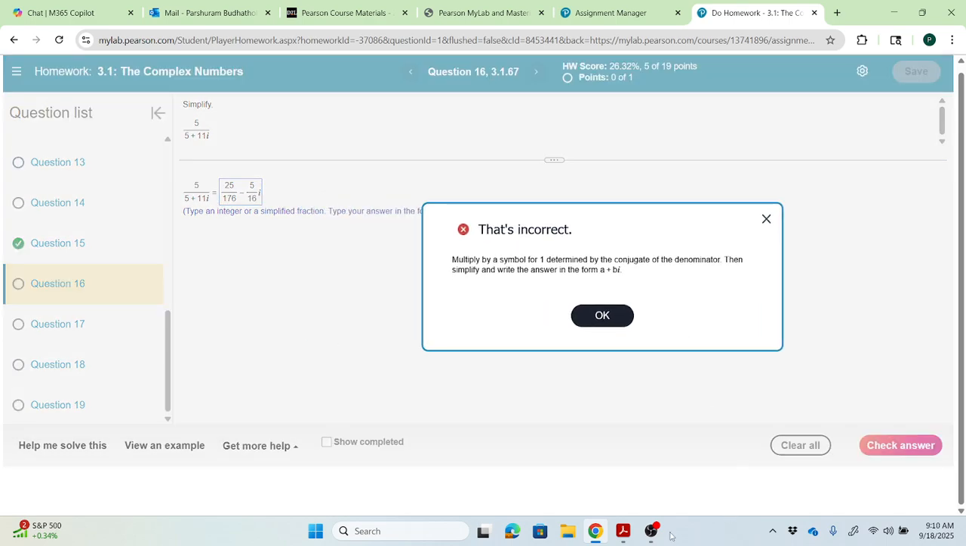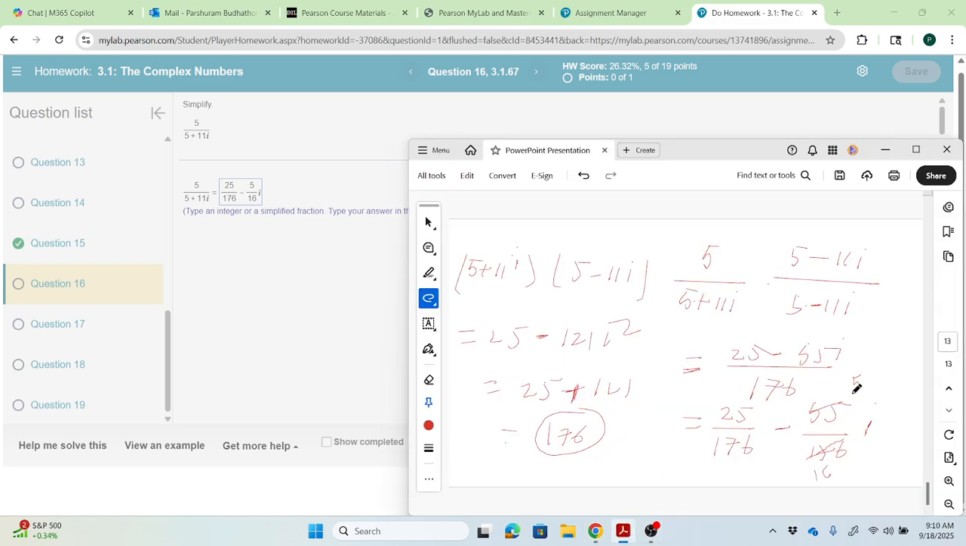What happened? What did I do wrong here? Let me go back here. 5 over 16, 25 over 176. If I multiply these two, it's 25 minus 121 i squared. i squared is negative 1, so it's 121 plus 25. Oh, my addition is wrong. It's supposed to be 146, not 176.